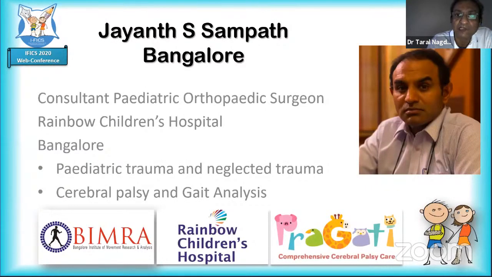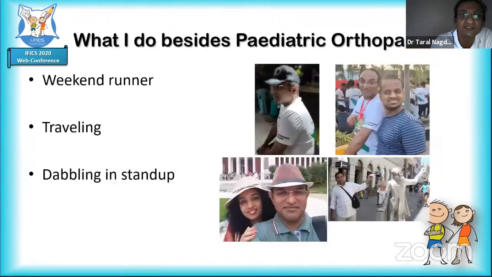Jayant Sampat is from Bangalore. So Jayant is a consultant at Rainbow Children's Hospital. He used to work in the UK and then decided to come back to India and has become part of the POSI gang here. And Jayant is also a weekend runner. So when he's not examining people walking, he's running. He travels a lot, and he is also a stand-up comedian. And his acts are to be watched for on Saturday evenings, secret meetings which happen in one of our rooms.